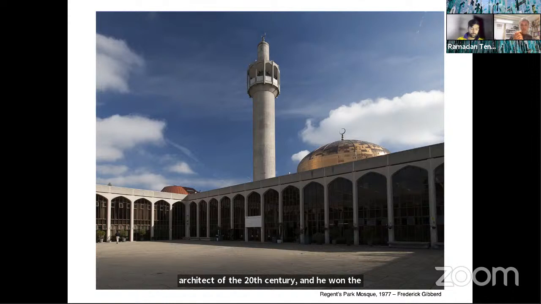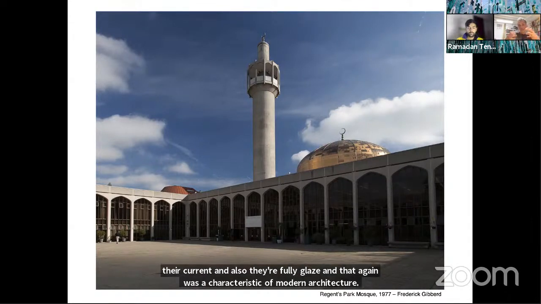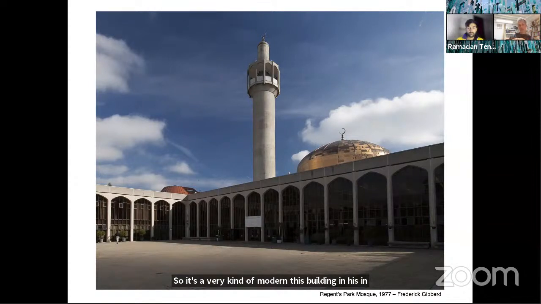And what he did is he combined, again, similarly to South Wales, a series of architectural languages, quite a distinctly modernist language. So modernism would mean, for example, the use of concrete, which was a very particular material in the modernist aesthetic, and having open walls. So you can see with this building, the walls are not load-bearing, but they're curtain walls, so they're fully glazed. And that, again, was a characteristic of modernist architecture. So it's a very modernist building in its construction methodology and its materiality. But he combined it with quite traditional Islamic elements like the dome and the minaret.